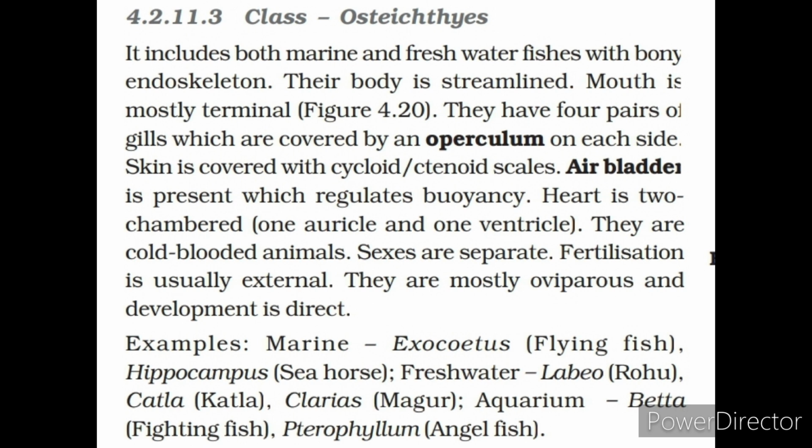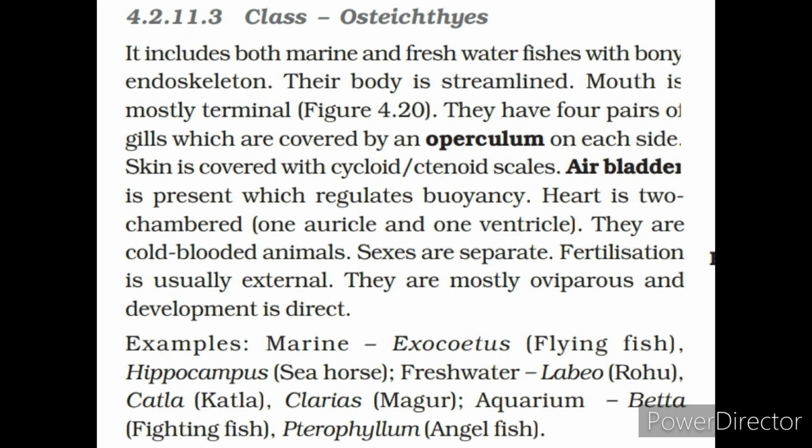Class Osteichthyes. It includes both marine and freshwater fishes with bony endoskeleton. Their body is streamlined. Mouth is mostly terminal. They have 4 pairs of gills which are covered by an operculum on each side. Skin is covered with cycloid and ctenoid scales. Air bladder is present which regulates buoyancy.